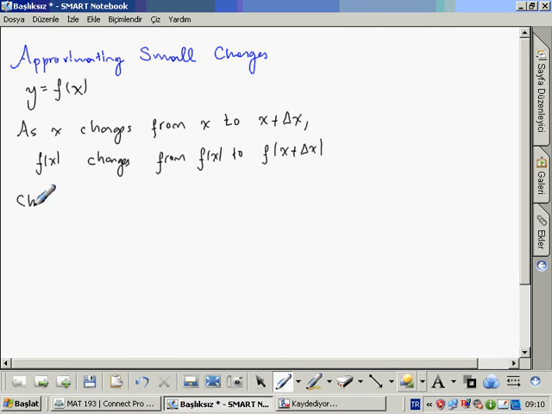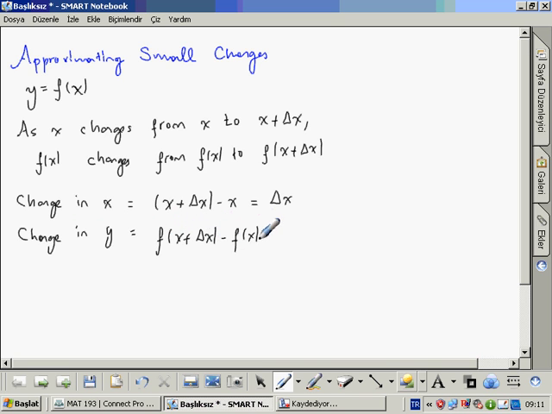The change in x will be x plus delta x minus x, which is delta x. And the change in y values would be f of x plus delta x minus f of x, so it's equal to delta f, or it can be denoted by delta y.